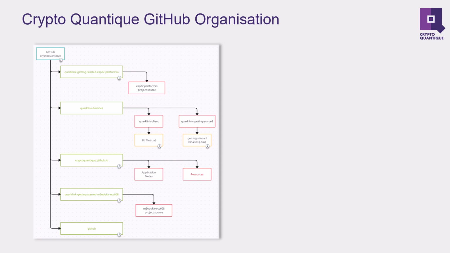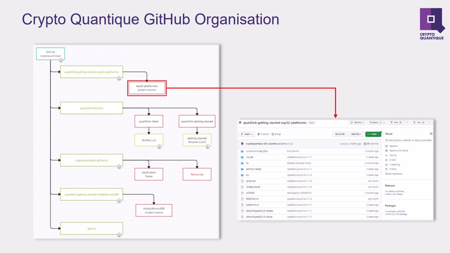Let's first have a look at the QuarkLink Getting Started folder for the ESP32 under the PlatformIO IDE. So under here you'll have all the project source files to allow you to create an IoT device using the QuarkLink. Here you'll be able to clone the files and add your own code to incorporate your own application.